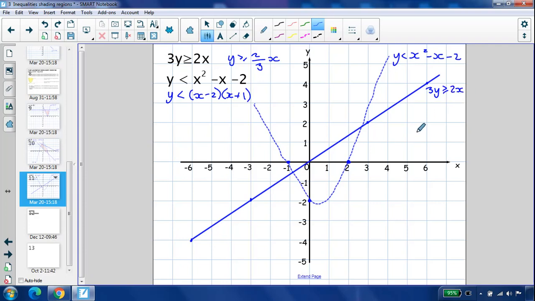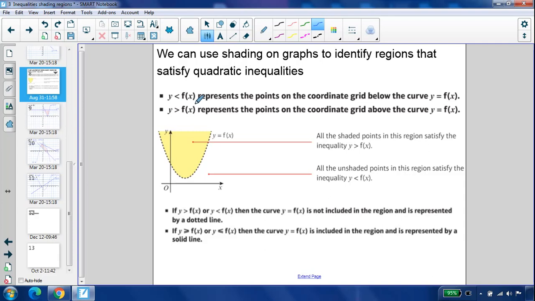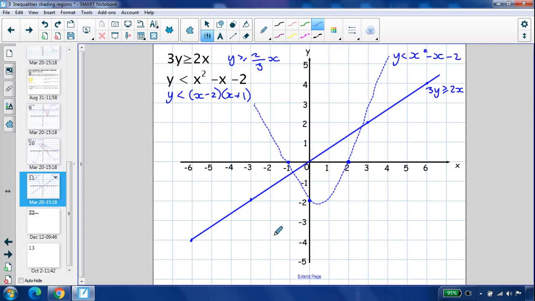And let's think about the region. Well, I can think about this and go back to the notes if we need. Y is less than this function. So when y is less than the function, it is representing the points on the coordinate grid below the curve. Or it could be anything around here, remember. So I'm actually not including the shaded yellow bit. So it's going to be anything around here.